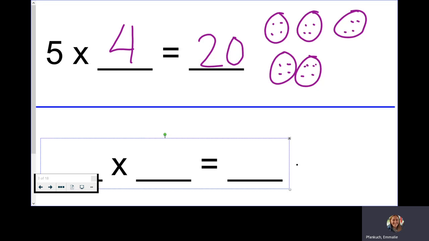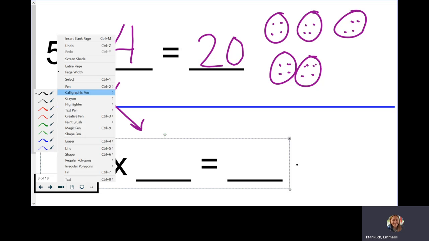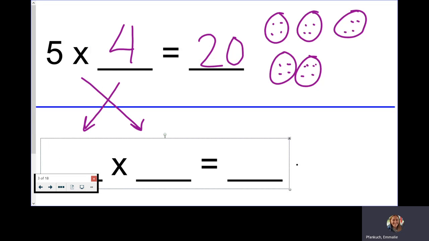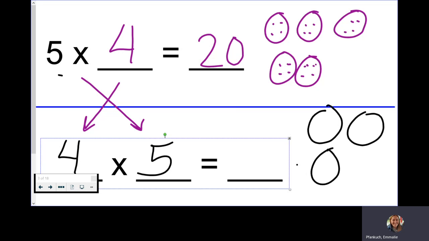But we learned before that in multiplication, our numbers can be reversed, and that'll give us the same answer. So let's look at it this way. Instead of 5 times 4, now I'm going to say I have 4 groups of 5. Let's see how that would look. 1, 2, 3, 4 groups. In each group, I have 5.